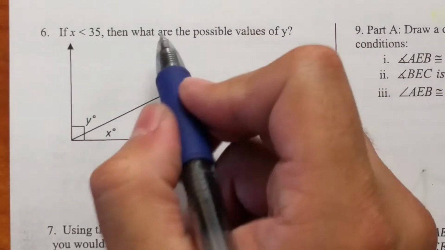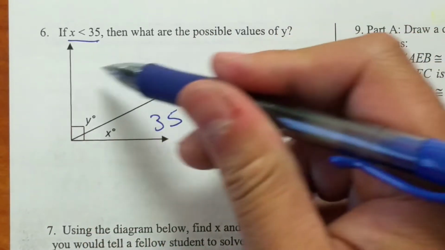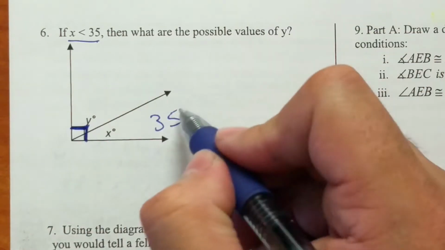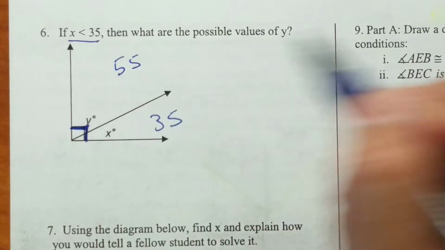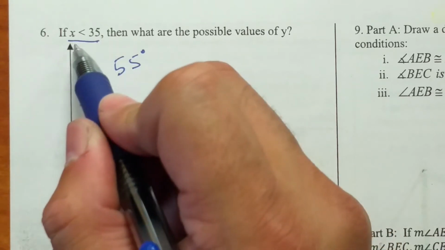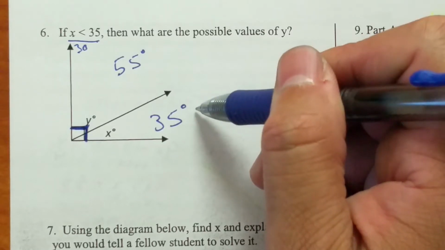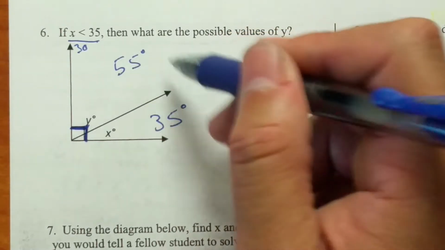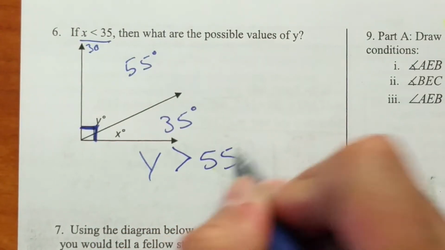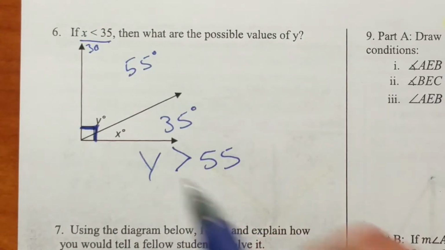Number 6, again, I'm going to read it as if it is equal. If this is 35, because this box right here says that's 90, that would make this 55. Now, this says x is less than 35. If I pick a number like 30, 30 is less than 35. So if that piece is 30, this one goes to 60, so this would go up. That means y would have to be greater than 55, because the alligator eats the bigger one, and 60 would be bigger than 55.